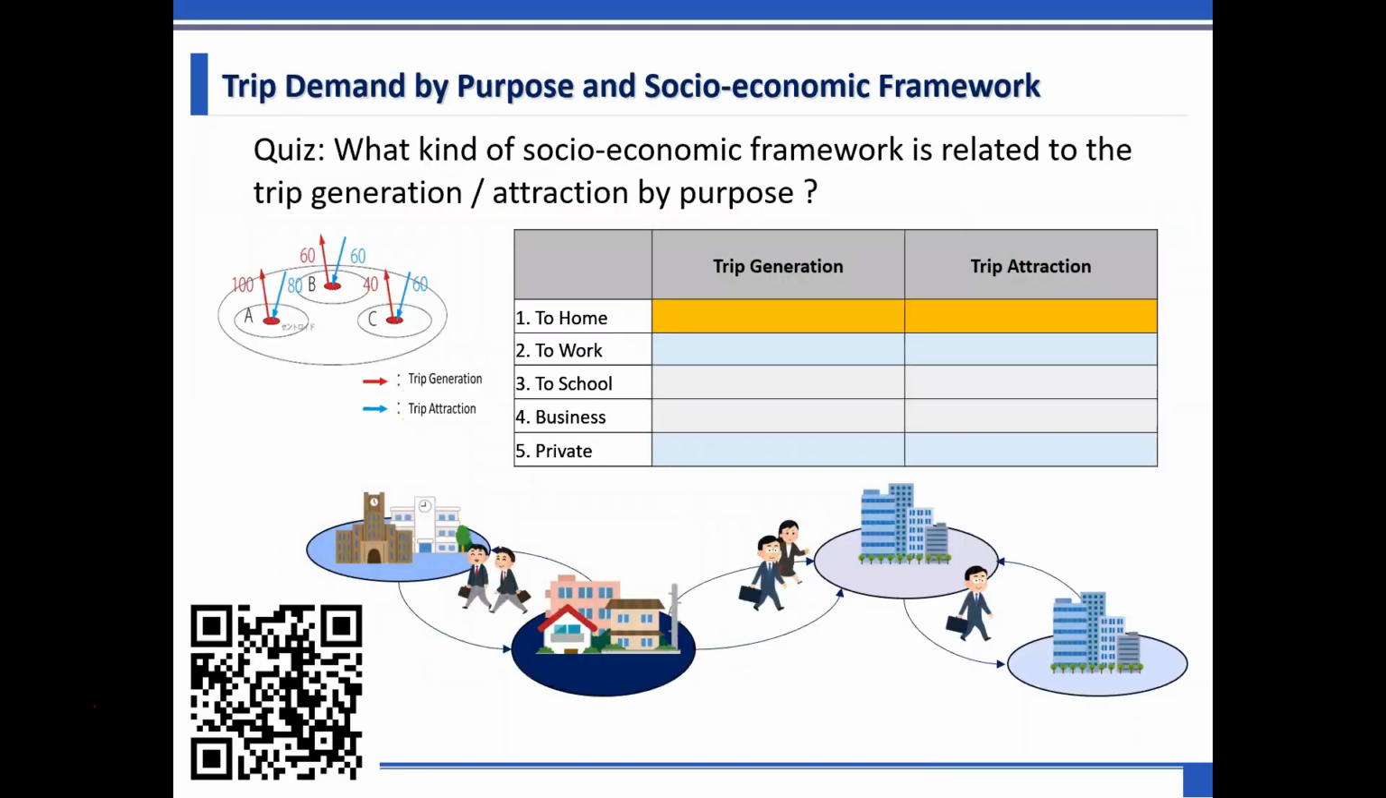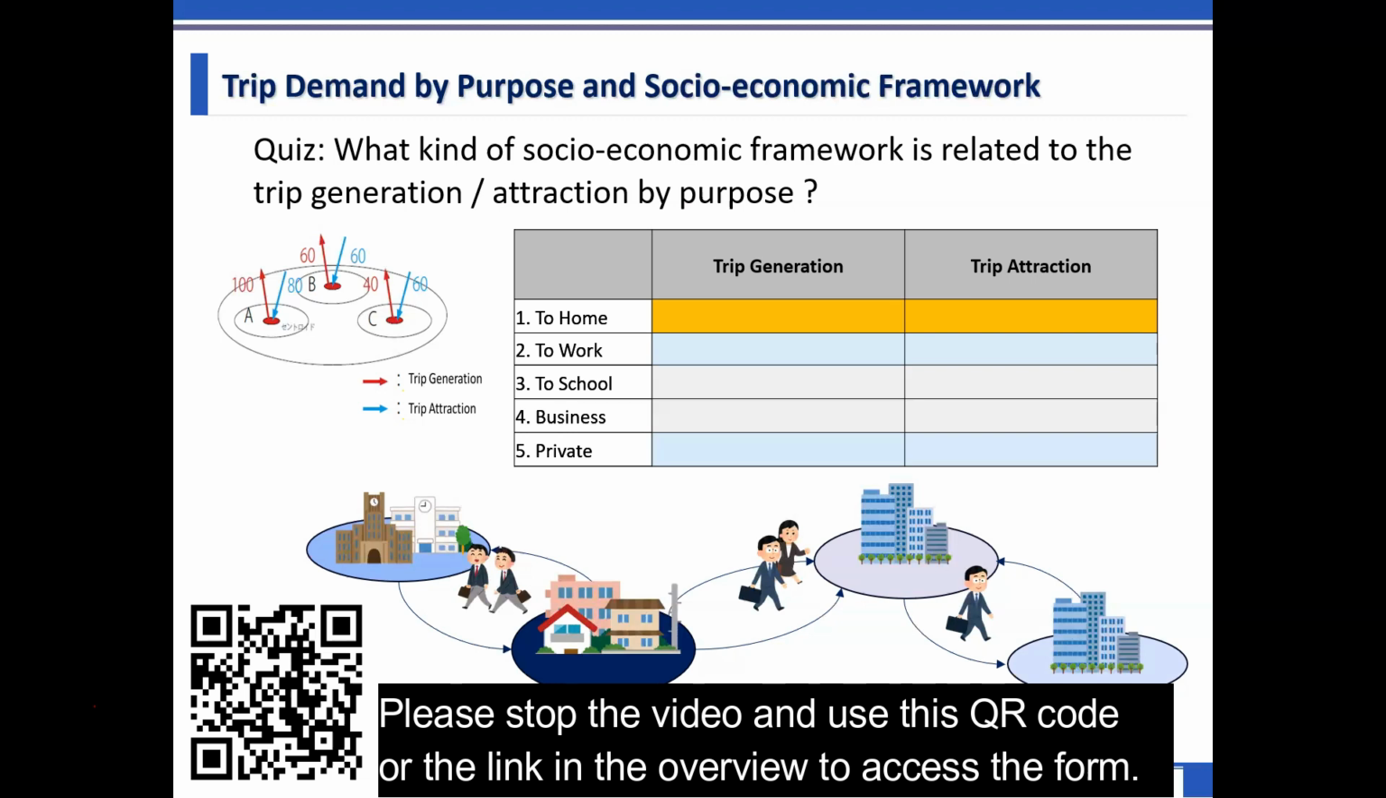Then I prepared an exercise. I would like you to answer the question via the Google Form. Those already registered in our Google Classroom can fill in the form from this page. When you develop the transport demand model, what kind of socio-economic framework is supposed to be related? There is trip generation, meaning the trips going out from the zone, and trip attraction, the number of trips coming to the zone.